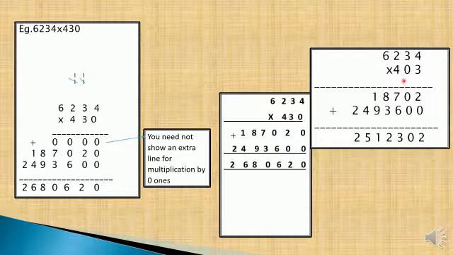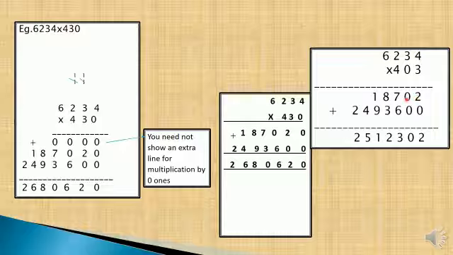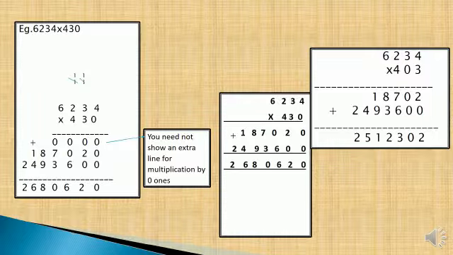Here 0 is in tens place. Therefore, you can skip the second step. First step is there, that is 6234 by 3. It is there. Then second step by 0 tens. No need to write here zeros because when you add 0 to any number, we get the same number. So, this is the third step, 6234 by 400. Then add these products. We will get the answer. Hope all of you understood.